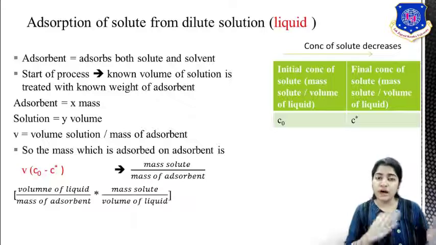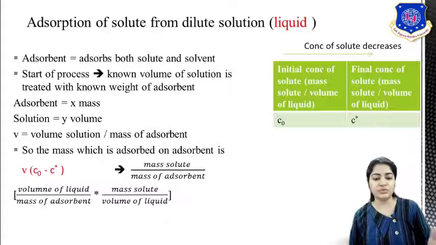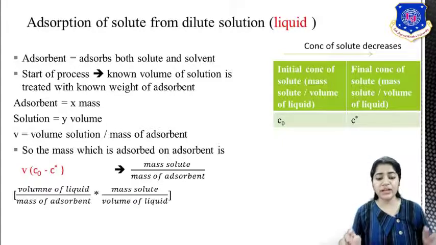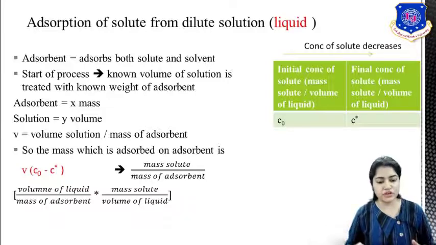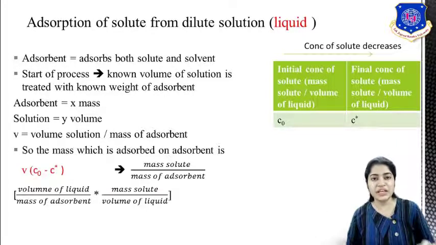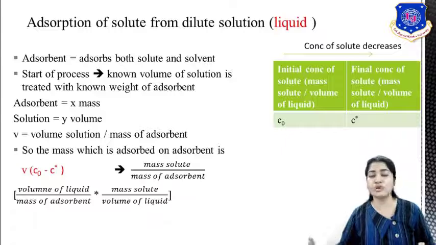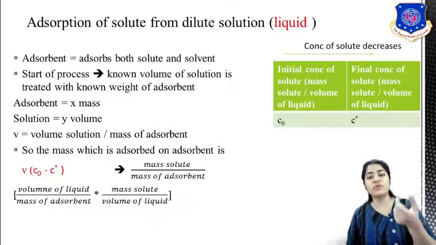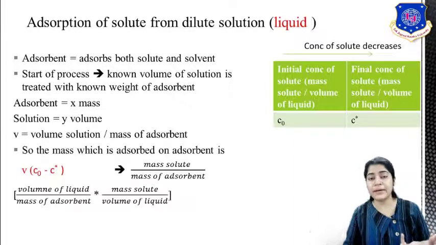Now, what is the amount of mass that has been adsorbed? That is your V into the difference in concentration. See how we are balancing the units. Volume of liquid upon mass of adsorbent, into what is the unit of concentration? Mass of solute upon volume of liquid. So this V into delta C, the concentration difference, is the mass of solute adsorbed per mass of adsorbent. This shows you the amount of solute which has been adsorbed per mass of adsorbent.